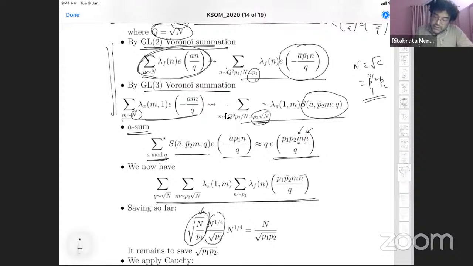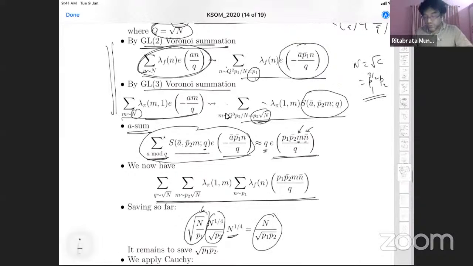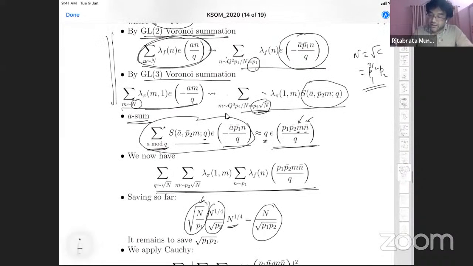And now in the A sum, you'll see that this part, if you take the Weil bound, is trivially square root of q times q to the power 3 by 2. And this is bounded by q. So I have saved square root of q here. That square root of q is, for me, n to the power 1/4, because q is root n. Okay, so far we have saved n by root p1, root p2. I wanted to save n and something more.